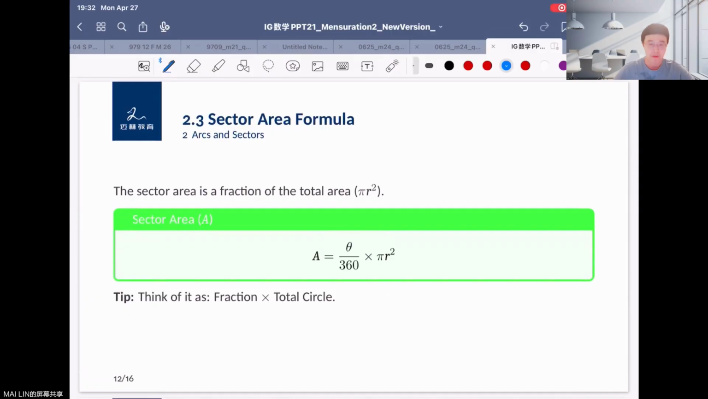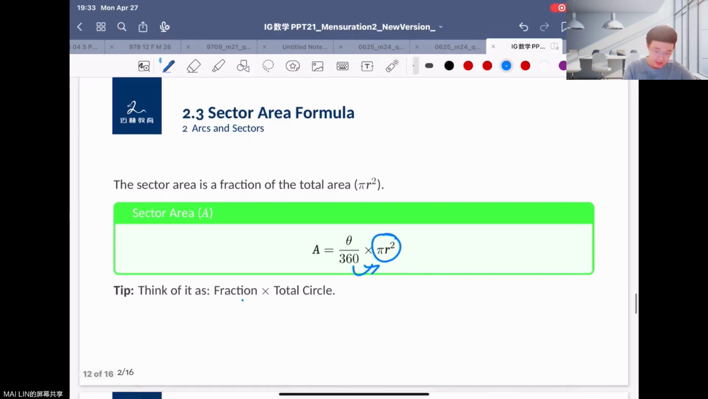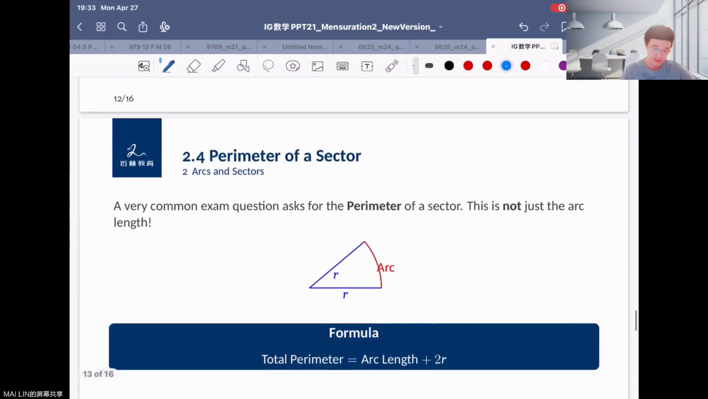Another is the sector area formula. Here the angle is theta and the total degrees is 360 degrees. So this sector takes up theta over 360 of the total circle. We knew that the area formula for a circle is pi r squared, so you just multiply theta over 360 times pi r squared. That is the formula. We can consider this formula as a fraction times the total circle. That is the sector area.